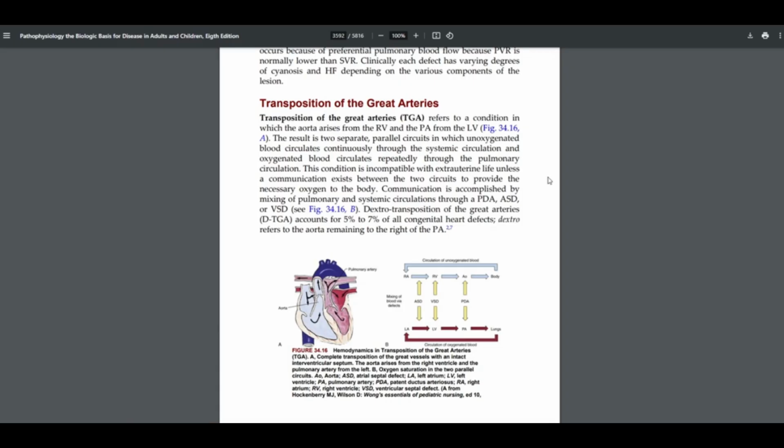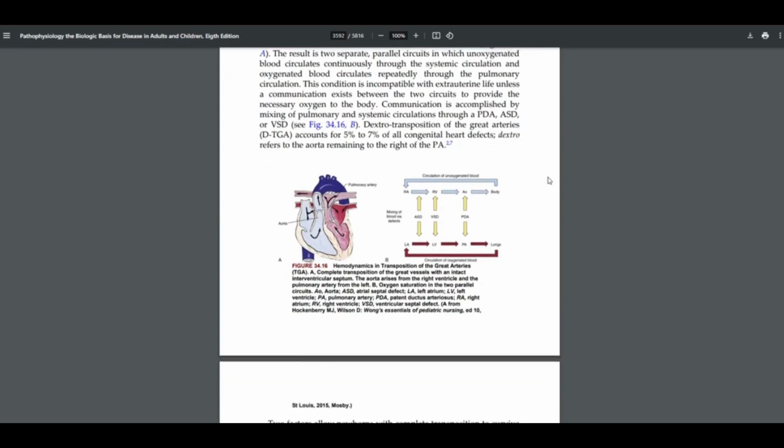This condition is incompatible with extrauterine life unless a communication exists between the two circuits to provide the necessary oxygen to the body. Communication is accomplished by mixing of pulmonary and systemic circulation through a PDA, ASD, or VSD. Dextrotransposition of the great arteries accounts for 5 to 10% of all congenital heart defects. Dextro refers to the aorta remaining to the right side of the pulmonary artery.